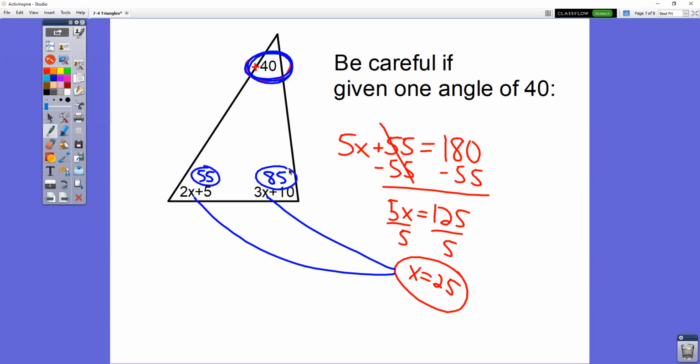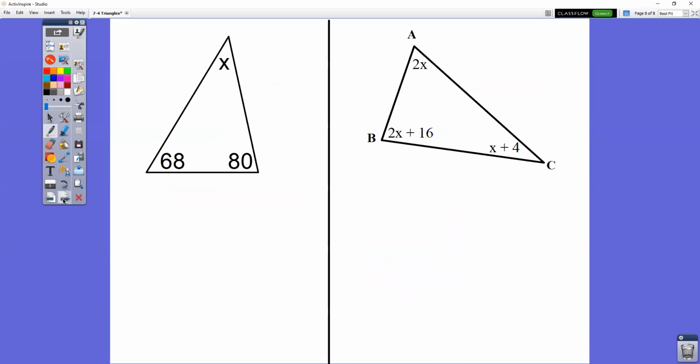Always make sure that your answer makes sense. 40 plus 55 is 95, plus 85 does give you 180. So again, be very careful. If they give you the angle, it has to go into your equation as a plus or minus whatever. It would be a plus though, because it's going to be positive. Go ahead and try these two on your own, please. These are the last two.